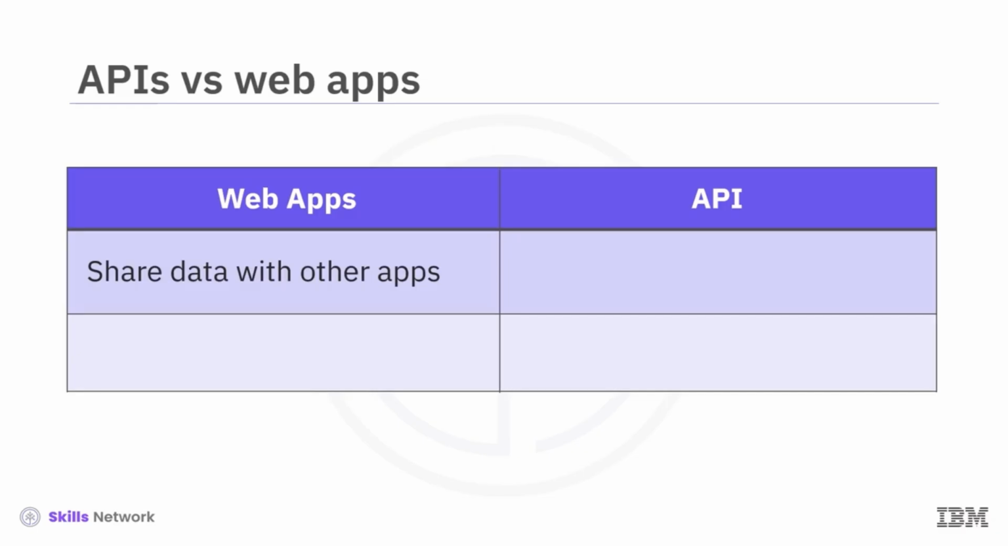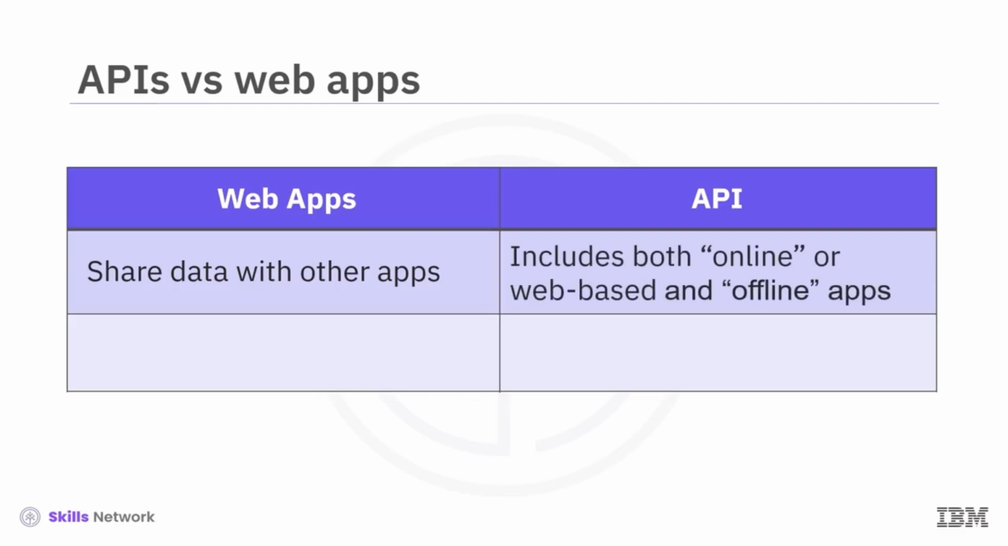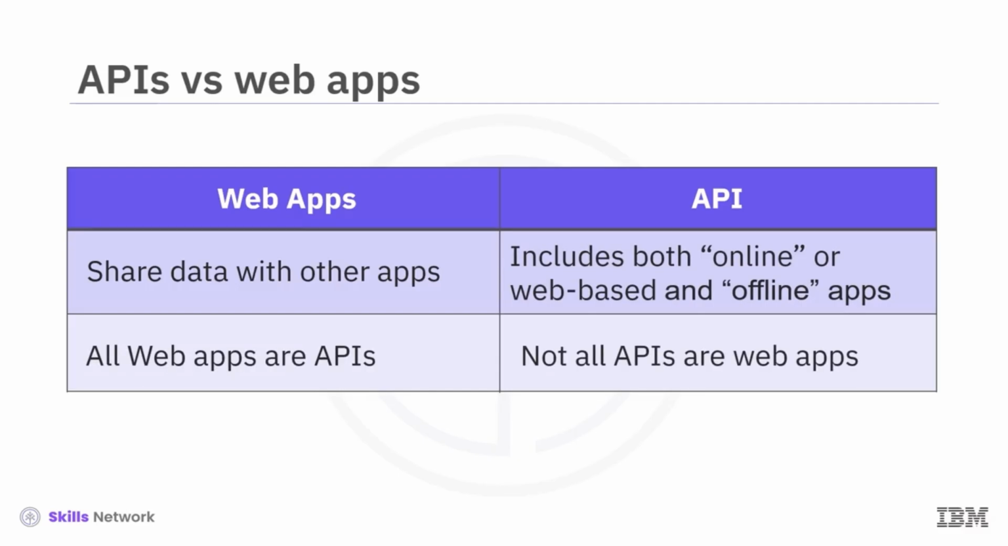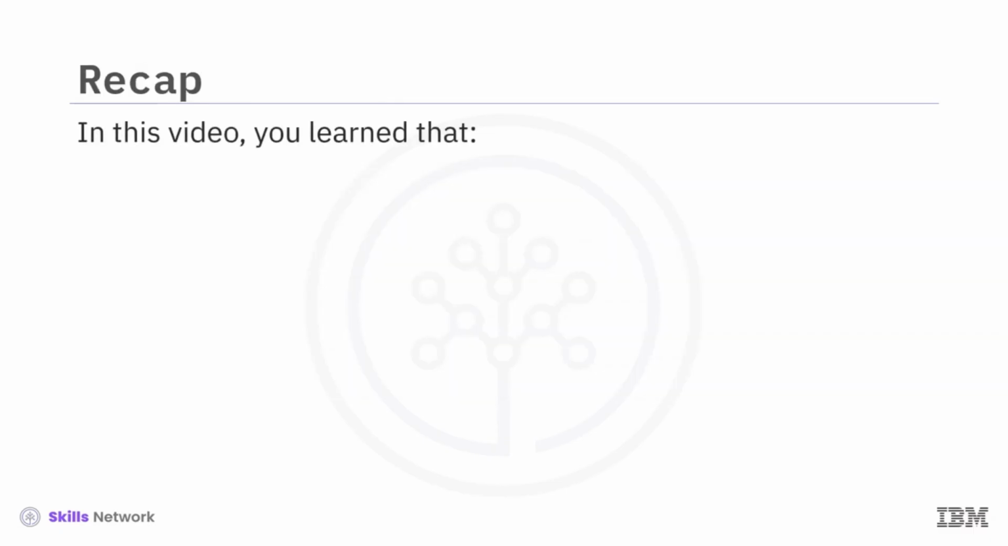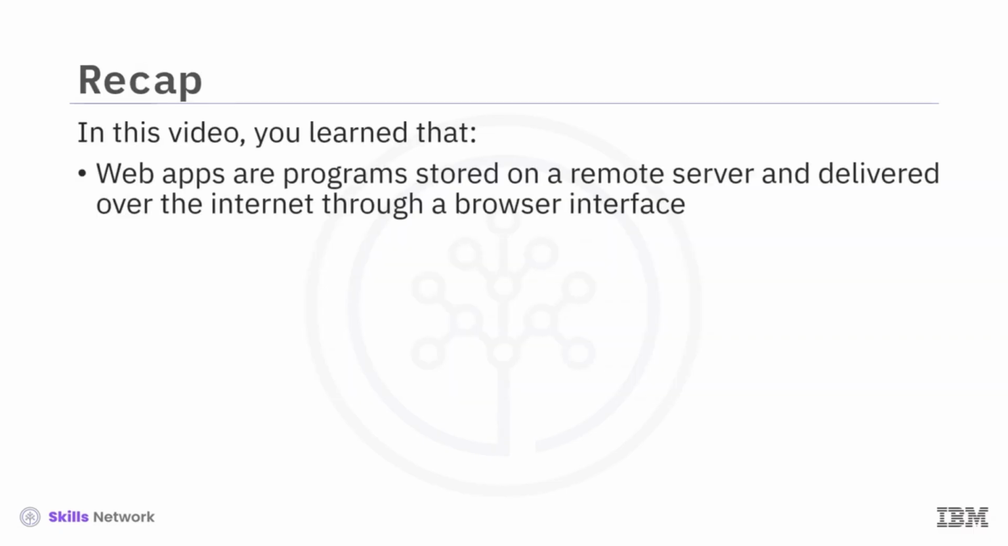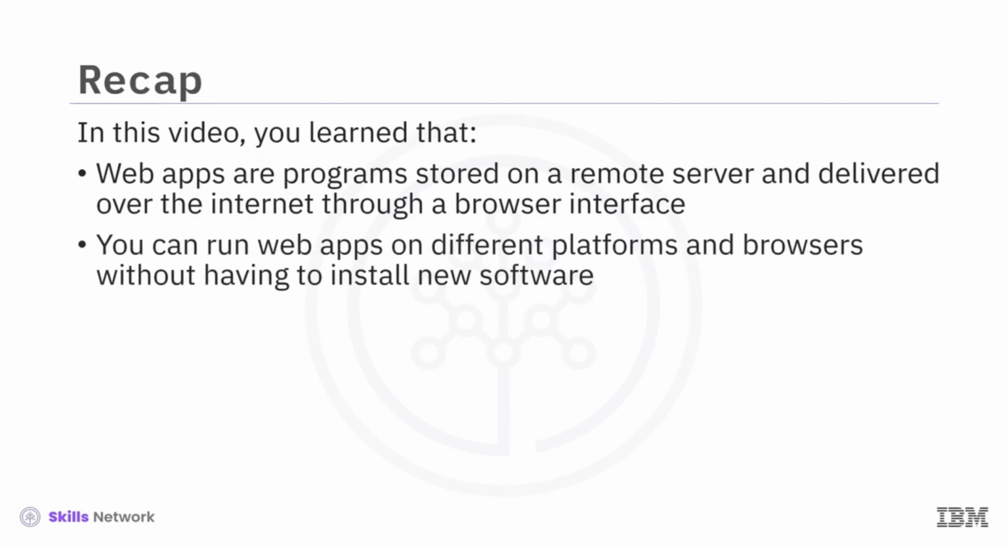However, API is a generic term and includes both online or web-based and offline apps. To summarize, all web apps are APIs, but not all APIs are web apps. In this video, you learn that web apps are programs stored on a remote server and delivered over the internet through a browser. You can run web apps on different platforms and browsers without having to install new software.